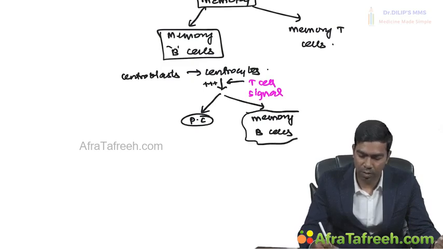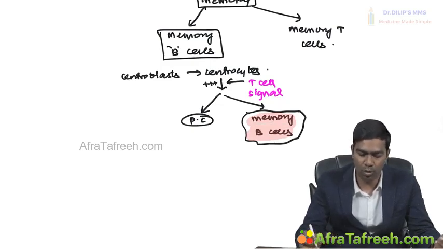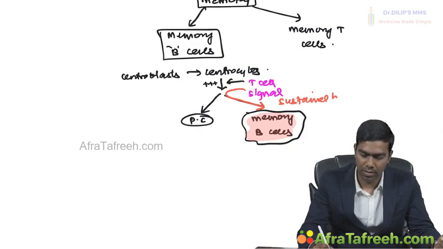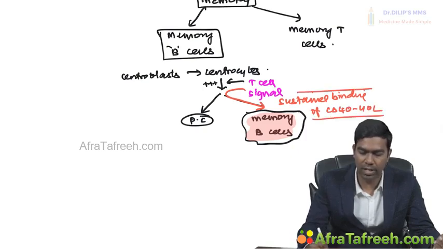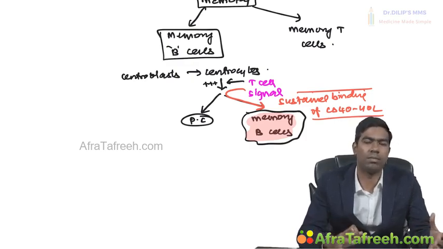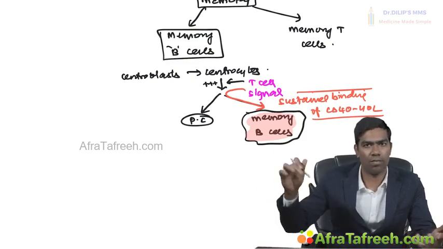So this is our hero now. Who's going to cause the memory B cell formation? If you ask me, two things are going to cause it. One is the sustained binding of CD40-40 ligand interaction. Sustained CD40-40 binding will cause sustained stimulation of the B cell, and in this manner can convert the B cell into a memory B cell through activation of a lot of downstream pathways.